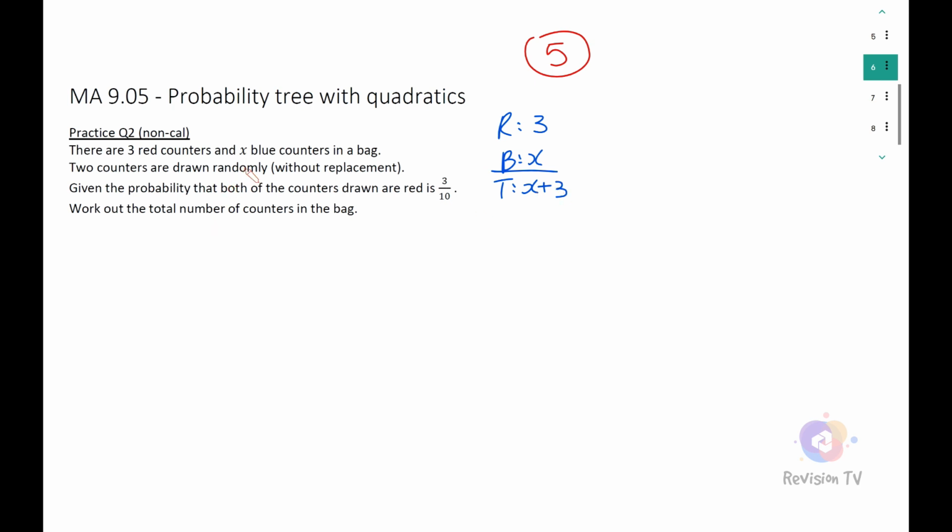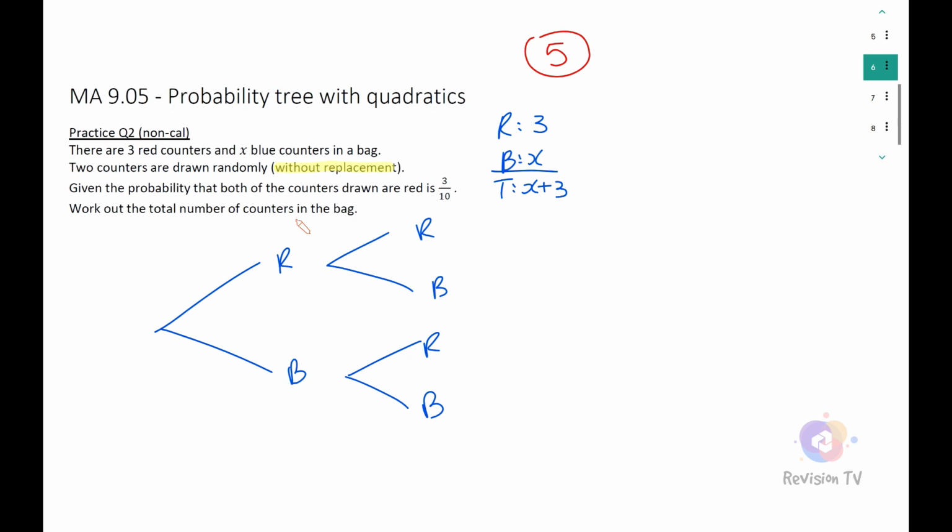2 counters are drawn randomly. When they say something like this, that they're drawn randomly at the same time, it means it's without replacement. Given the probability that both counters drawn are red is 3 tenths, work out the total number of counters in the bag. So we've got red and then blue, red, blue, red, blue.